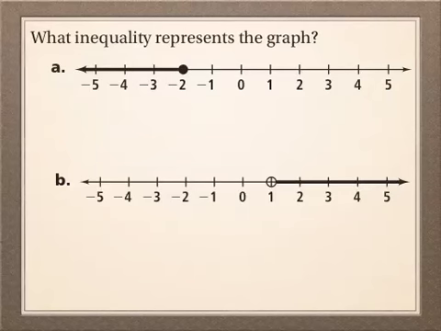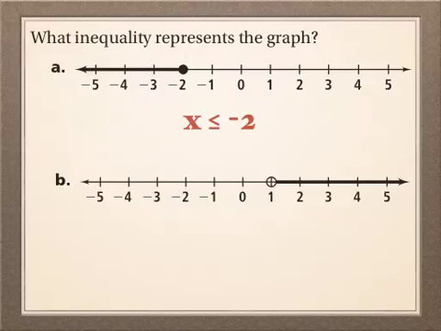What inequality represents the graph? So now we're going to be given a graph and we have to write our inequality. If you look at example A, we have a closed circle at -2, so we know that our variable has to be something or equal to -2. And we're shaded to the left. We're shading in all the numbers that are less than -2. So the inequality is x is less than or equal to -2.